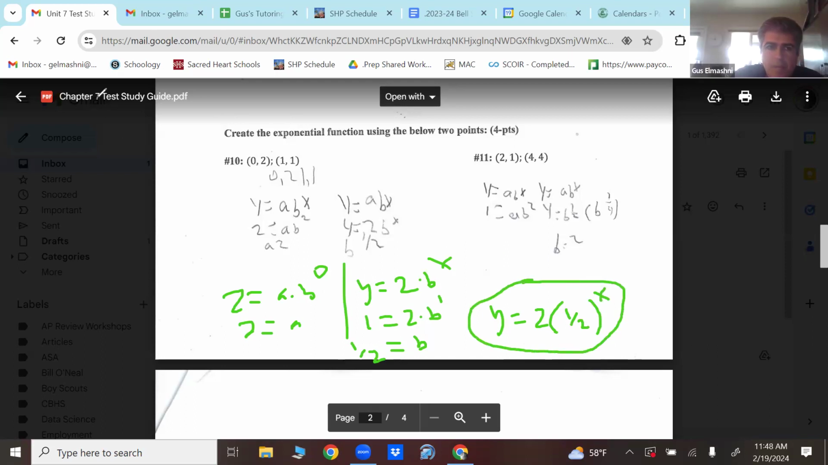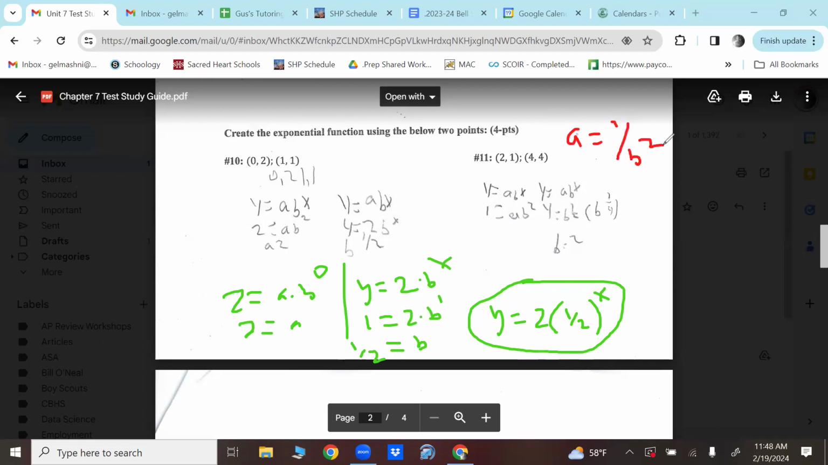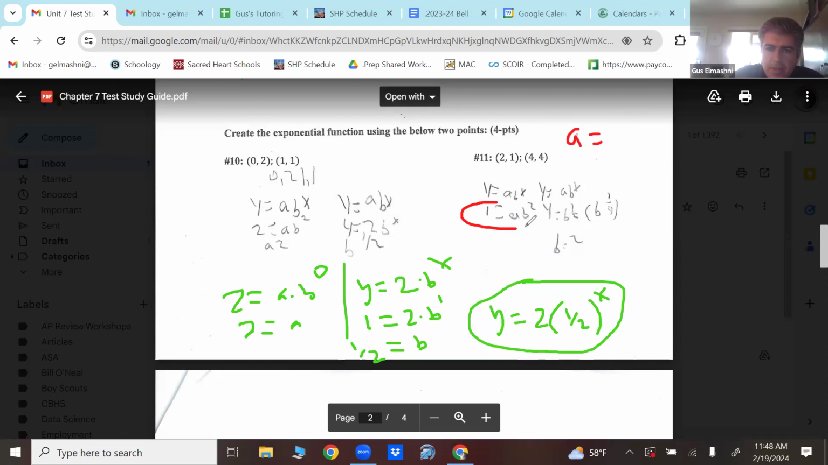So that's your equation right there. Then here, same thing. I like that. That's good. So a is 1 over b squared. Doesn't really help too much, but it's okay. Actually, we'll leave it as is right now. And then you plug in 4 and 4.